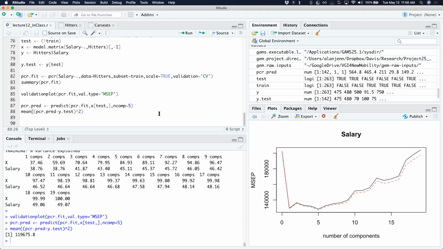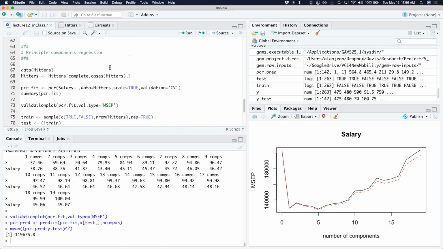Okay, I see another question. This is actually more about the coding. So complete cases, what does this do? It's actually pretty simple. Complete cases is a function that will return only values that don't have an NA. So it's going to drop any rows that contain NA in them.